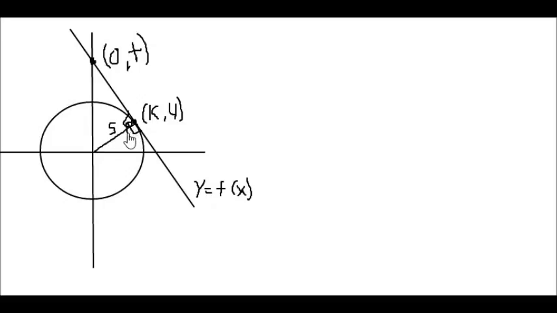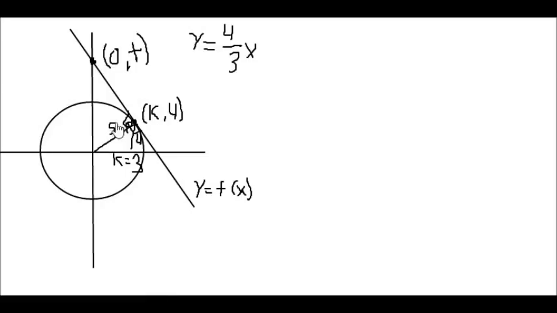So to find the equation of this line, we know that this is 5. And then because of this coordinate, we know that this right here is k. And the height right here is 4. So to find k, we just use Pythagorean theorem, and it comes out equaling 3. So now we know the equation of this line because the y-intercept is 0. Just y equals, and then y over x, it's 4 over 3 x.